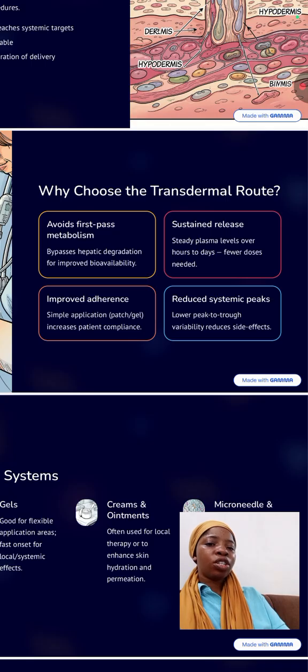Why choose the transdermal route? Why are we choosing the transdermal route? One, to avoid first pass metabolism. How do we avoid first pass metabolism? By bypassing hepatic degradation, and then improving bioavailability.